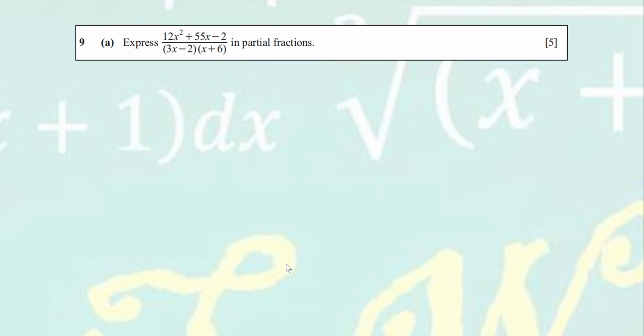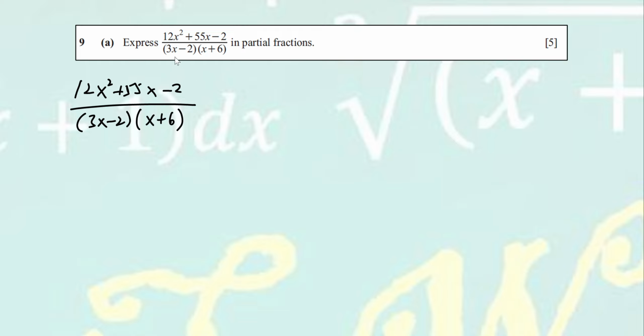Okay, question 9. Express this in partial fractions: 12x squared plus 55x minus 2 over 3x minus 2 times x plus 6. Be careful with this because when you expand the denominator, it's actually x squared, a quadratic function. But the numerator is also quadratic, the same degree, so that is an improper rational function. That means we need to perform long division before the partial fractions. So first do the expansion: you will be getting 3x squared plus 16x minus 12.